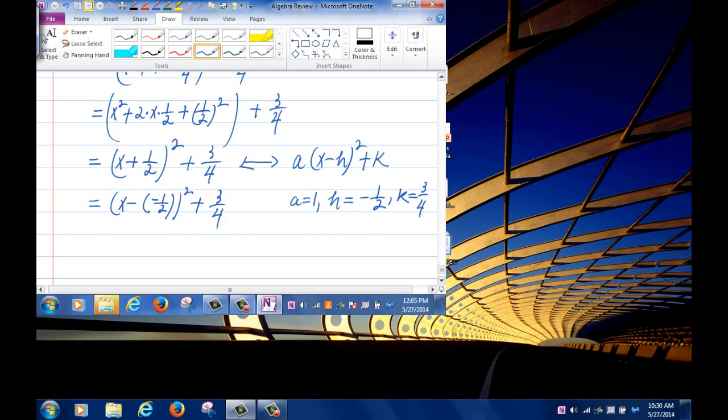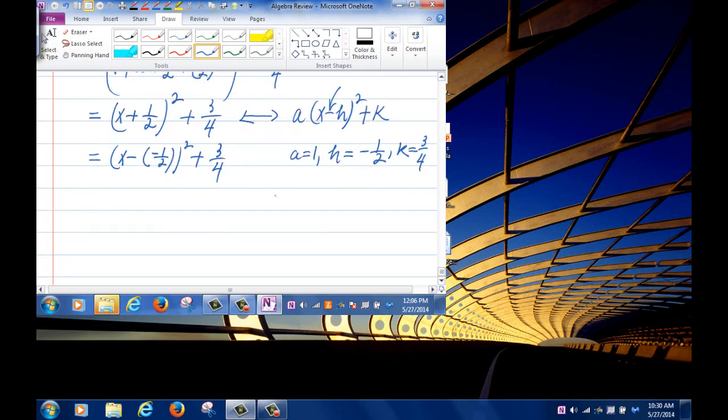K would be negative if I had negative 3/4. Okay? But you have to remember that the sign here is negative, x minus something. But I have x plus half. So that's like having x minus minus half. So h is negative half. So the vertex is what? Vertex is negative half and 3/4. Everybody's okay? Yeah.